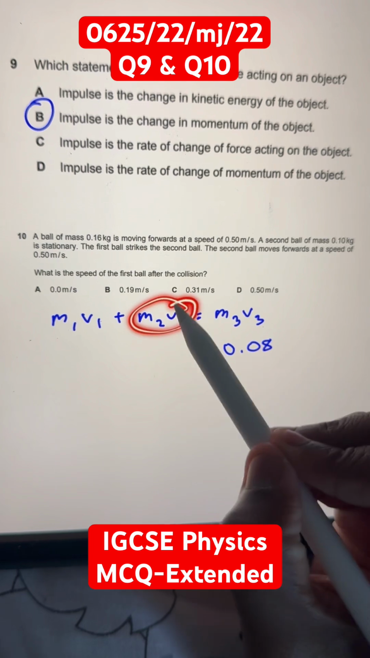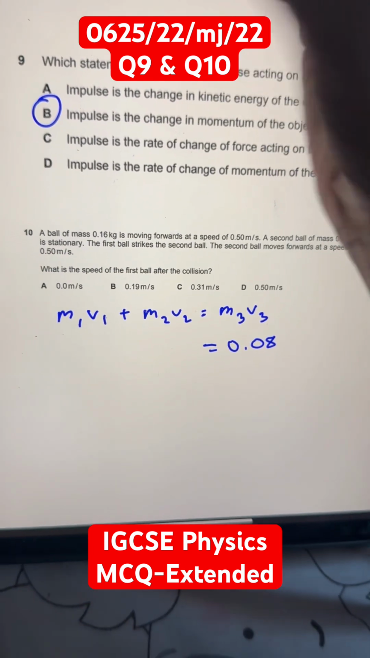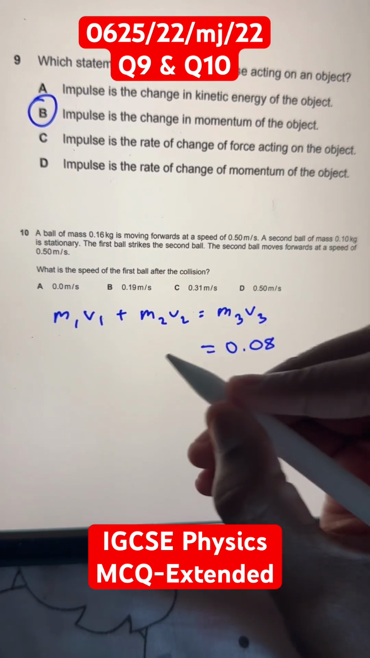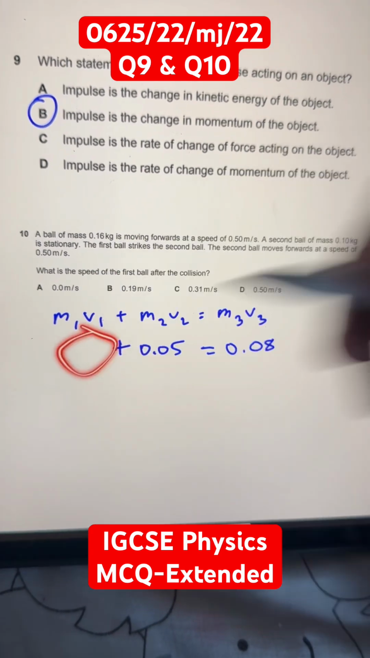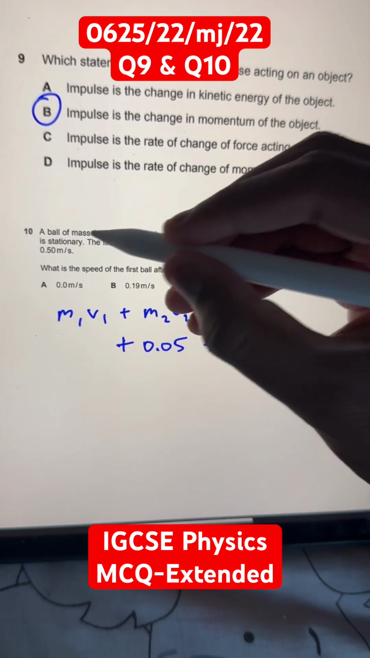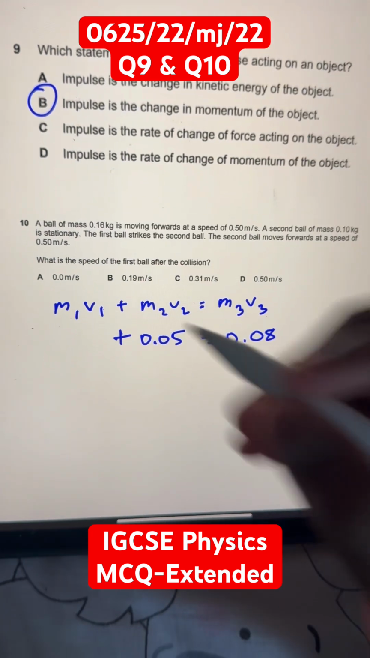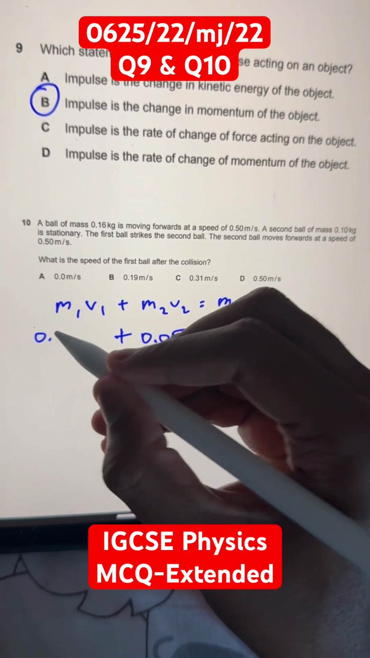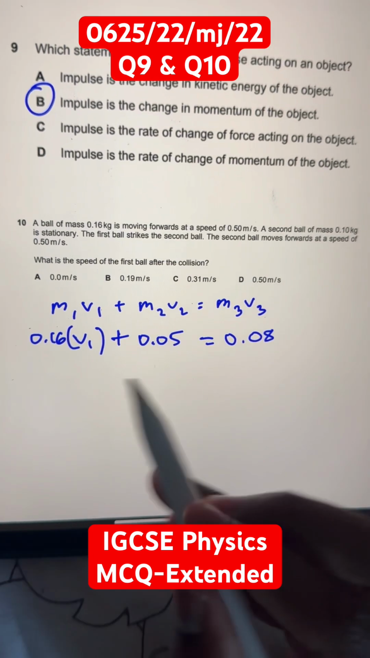And so let's say that's the second ball over here. And the mass is 0.1, speed is this. So m2v2, when you multiply these two, we get 0.05. And m1v1 over here, we have the mass of the first ball, which is 0.16, but we don't know its velocity, which is what we need in the question. So 0.16 times v1. So we have an equation here.